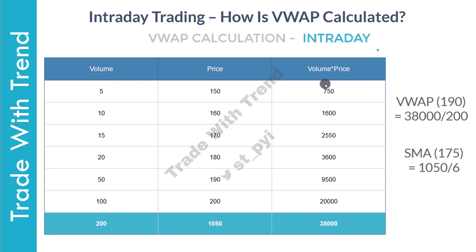In this particular example, when you add this column, you get a value of 38,000. You then divide this value by total volume for the day, that is 200. And therefore the VWAP level that you get is 190.